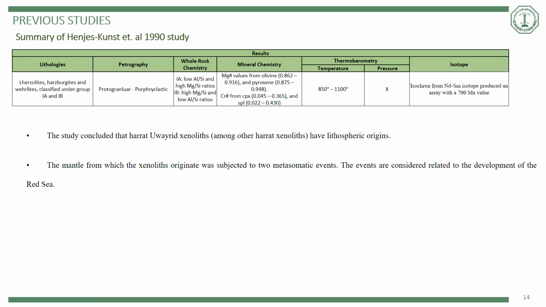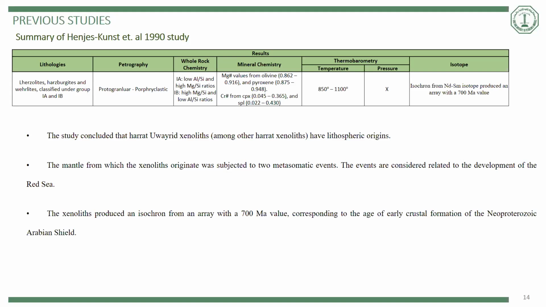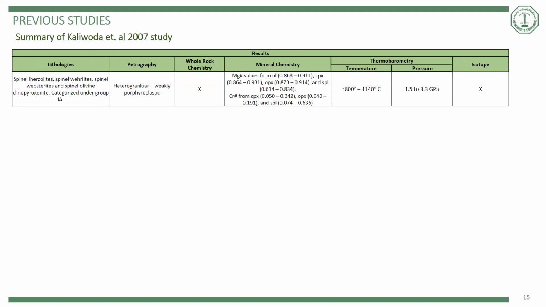The mantle from which the xenoliths originate was subjected to 2 metasomatic events inferred to be related to the development of the Red Sea. Xenoliths produce an isochron of the age 700 million years ago, corresponding to the age of the early crustal formation of the Neoproterozoic crust, the Arabian Shield. Sorry, this is the summary of Kaliwoda's study in 2007.